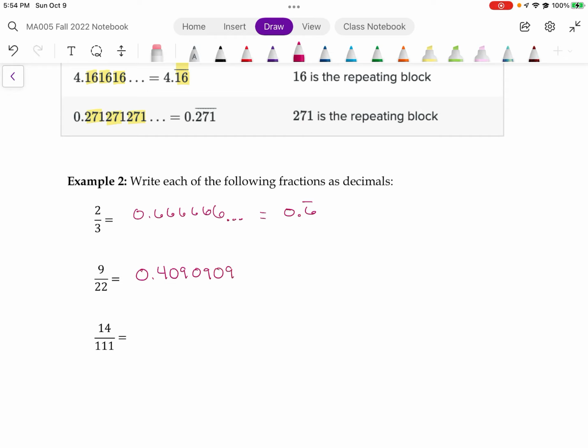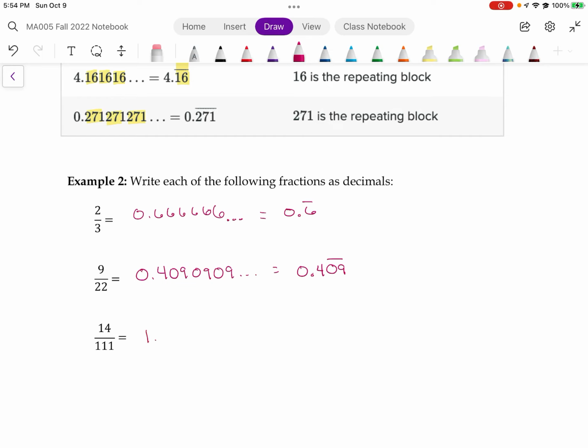0.4090909, and that just is going to continue on like that forever. Well, what is it that's continuing? It's the 0.9. So this number is 0.4 with a 0.9, and the line is over the 0.9, the repeating portion. All right, if you haven't tried the next one yet, give it a try.